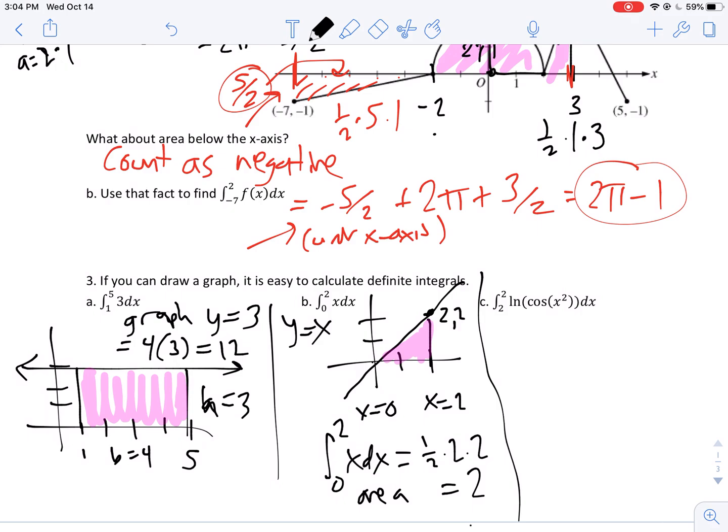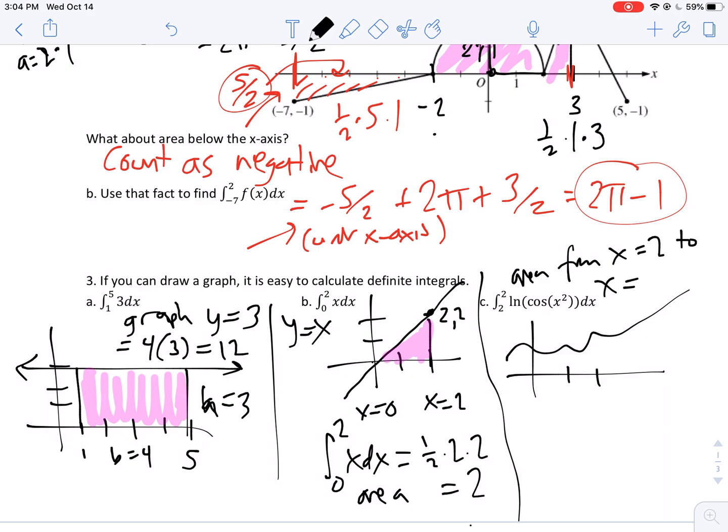Okay, one other one. How about this one? Integral 2 to 2 of ln of cosine of x squared. So if you graph this, well, I don't know what this graph looks like. You probably don't either. So what this is saying, though, look at this. So this is saying the area from x equals 2 to x equals 2.